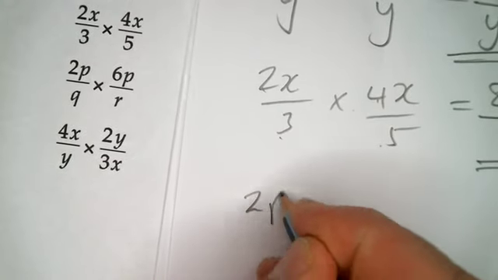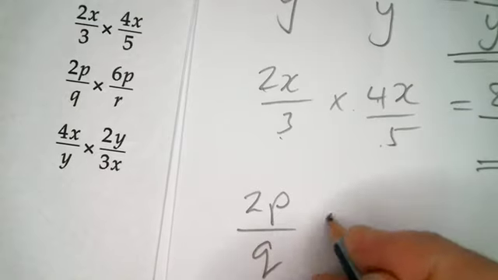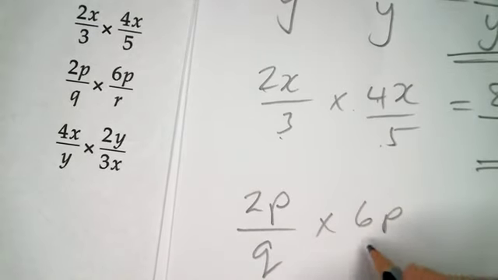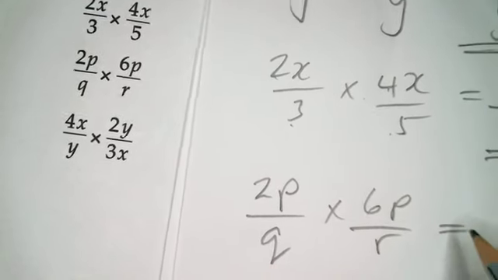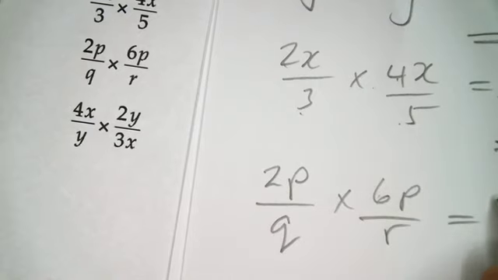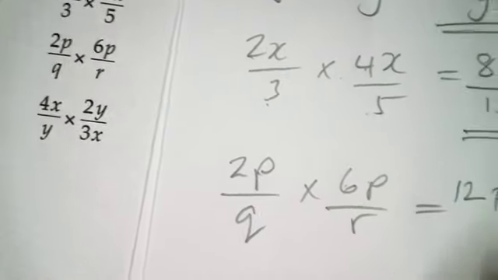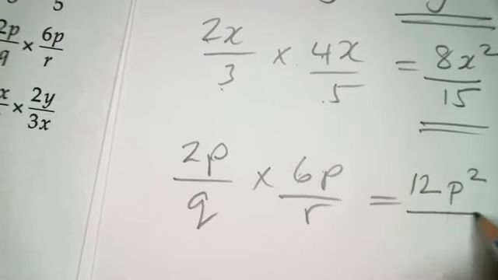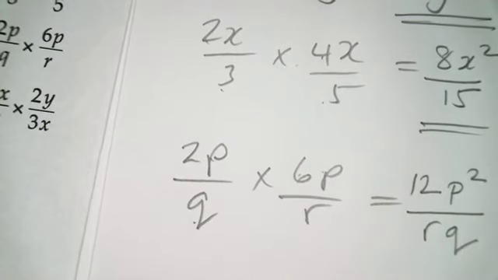So we've got 2p over q times 6p over r. Well, 2 times 6 is 12. p times p is p squared. Oops, can't see that. Over q and an r. Well, we're going to do it alphabetically, so it's going to be qr. Nothing I can cancel, nothing common, so I have to move on.